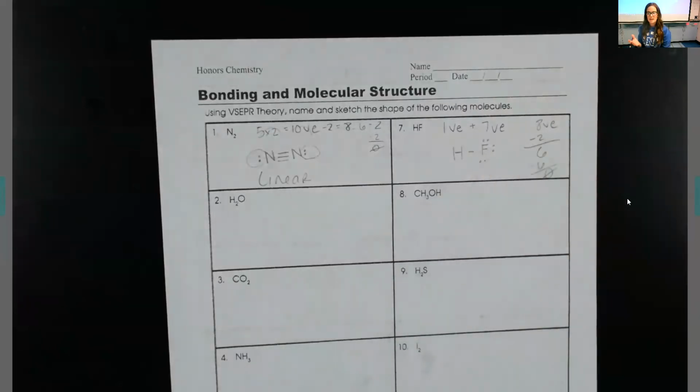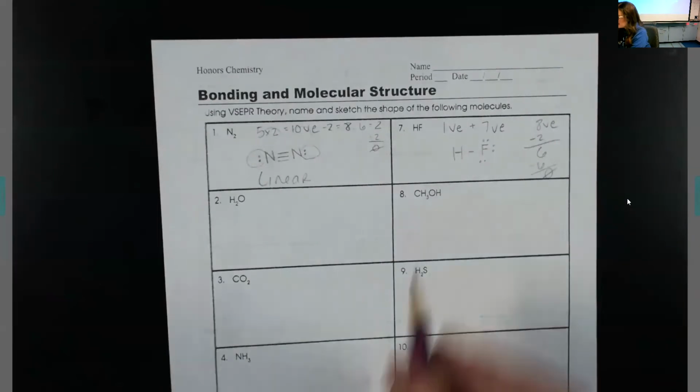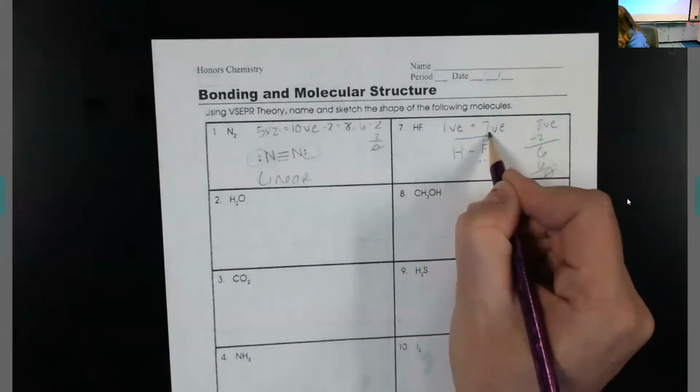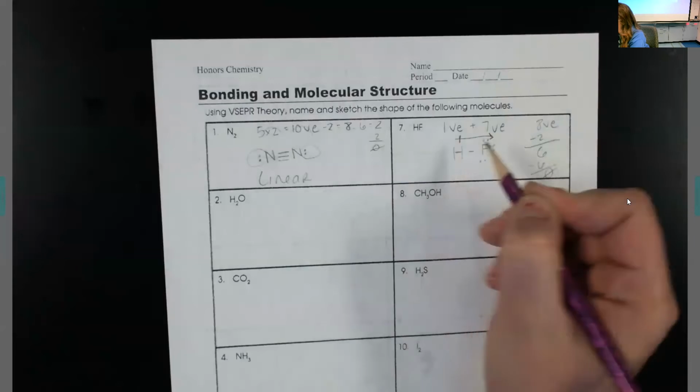Now, what's happening? Remember, these lone pairs, they're all super attracted to fluorine because it's extremely electronegative. However, they're not going to be going over to hydrogen. So we'll see a polar molecule here because they're not the same on both sides. If I were to draw those arrows of polarity, I would draw it going this way, just like we did on Tuesday. Hydrogen at a 2.1 and fluorine at 4.